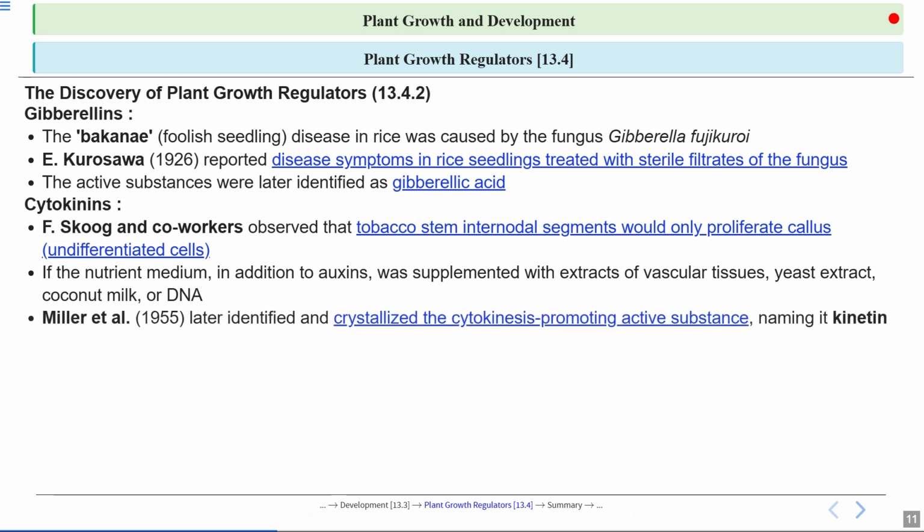Miller et al., in the year 1955, identified the crystallized cytokinesis-promoting active substance that was named kinetin. Kinetin was the substance that he took out as an extract, okay? And this is the substance that is responsible for the division of these cells.